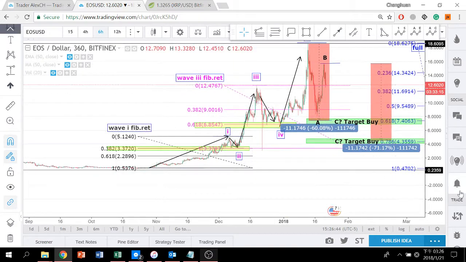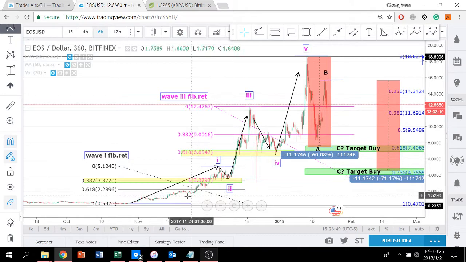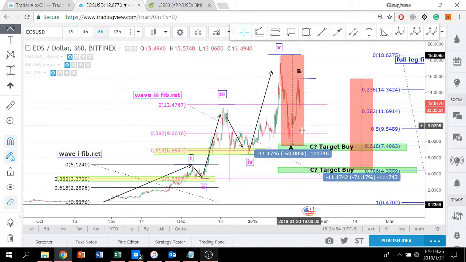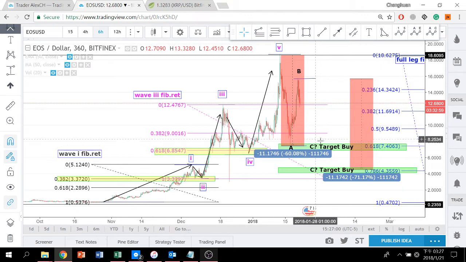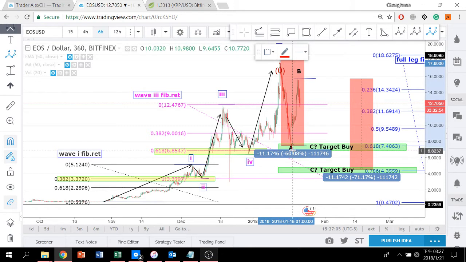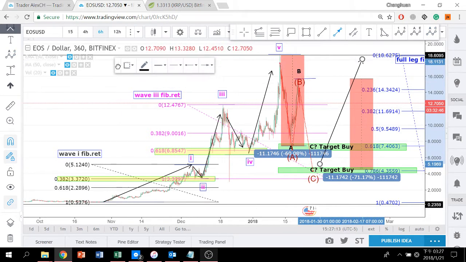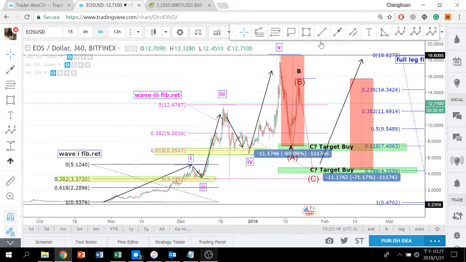Starting from here, the whole idea is based on my opinion that we have finished 5 impulse waves to the upside, and we are now in an ABC correction. And our buy zone would be formed by the end of wave C, right? Because that would mean the corrective pattern is finished and we can potentially continue to the upside, right? Okay, now let's start by counting the waves of the upside.